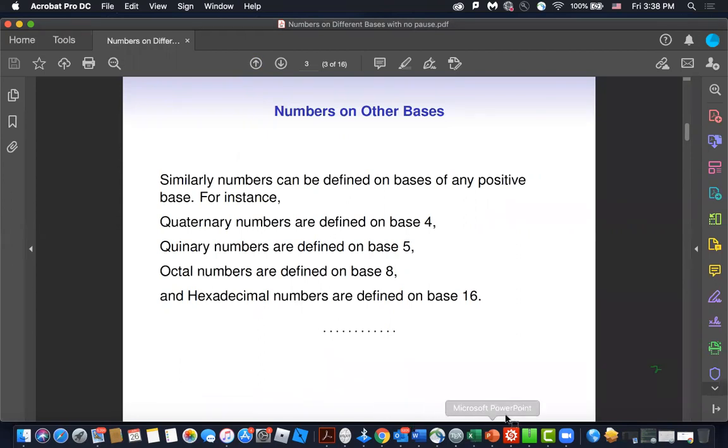Okay, so that's it for this class: numbers on different bases. You can look at the corresponding part in your homework now.